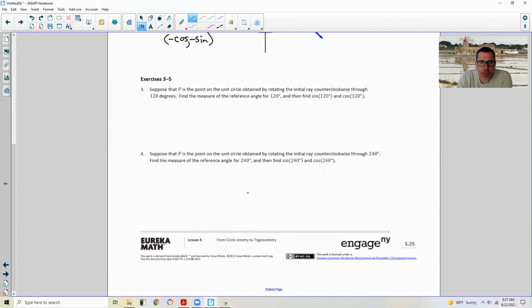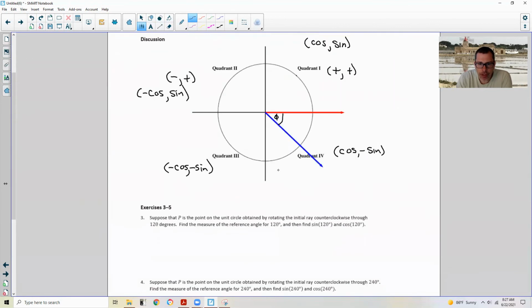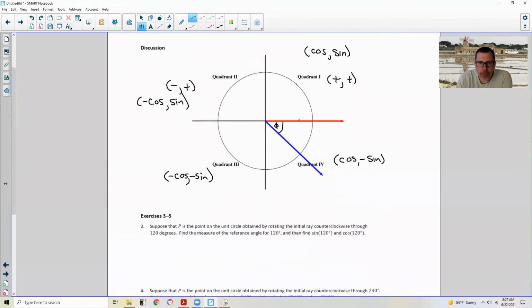Suppose that P is the point on the unit circle obtained by rotating the initial ray counterclockwise through 120 degrees. Find the measure of the reference angle for 120 and then find the sine and cosine of 120. So I'm going to use this diagram up here and I'm going to use my ruler. Okay, you would use a protractor, but I use my ruler because it's easier.